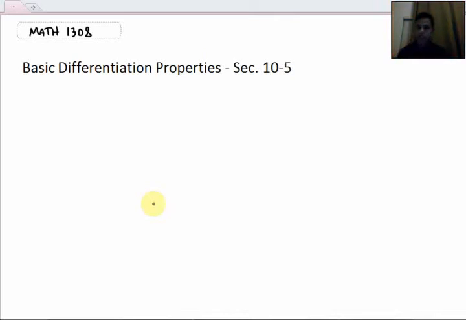Alright, in this section we're going to see some basic properties for derivatives. Now, when they say the word differentiation, it really means the process of finding derivatives.